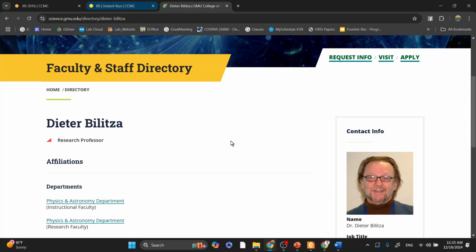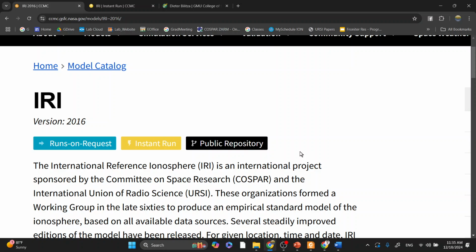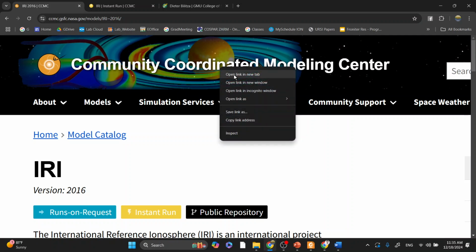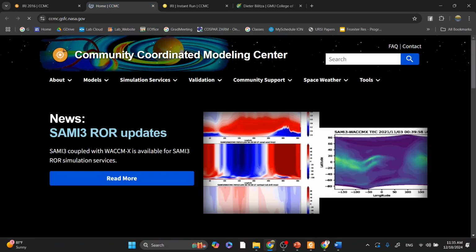Very, very nice guy. Later on, the IRI model was adopted and supported by NASA. For some years, the IRI model was hosted by a NASA server. Lately, what happened in NASA is they started what is called the Community Coordinated Modeling Center. I don't know if you have looked at this, but this is a huge thing. We all can be a member as well.